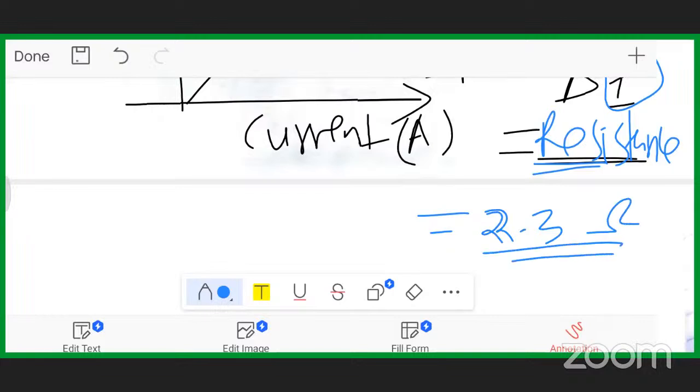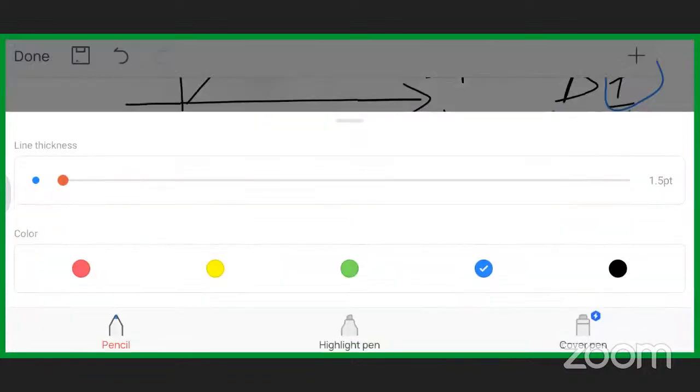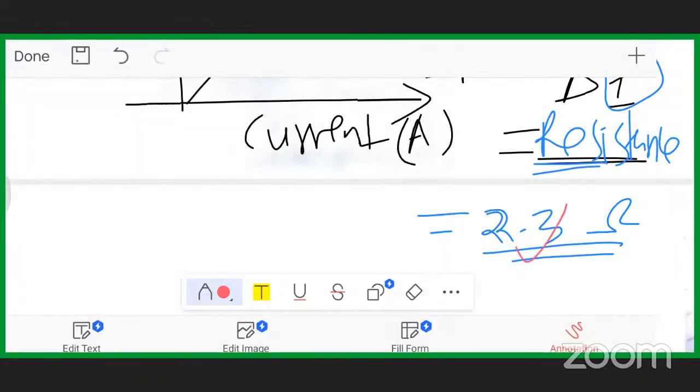Again, if it's for the practical setup, we mark half a mark for the value, and then half a mark for the unit. If you give the wrong unit, you lose the whole one mark. And if you leave your answer without a unit, you get half a mark. That's how we mark them in practicals.